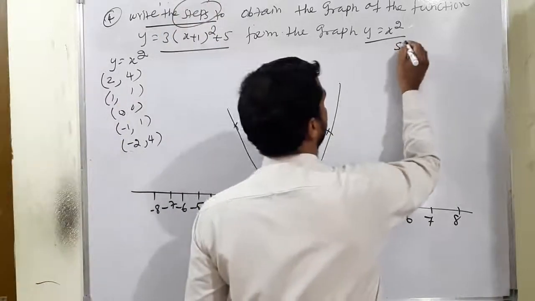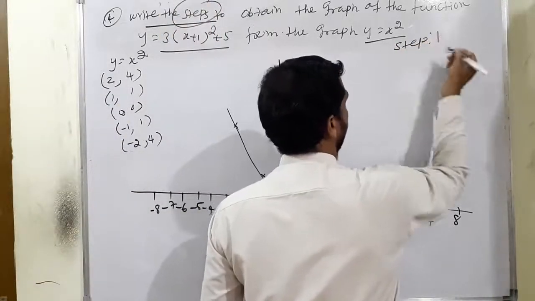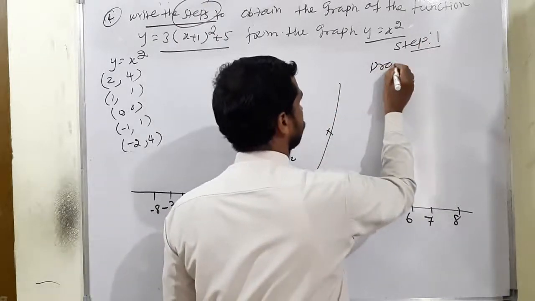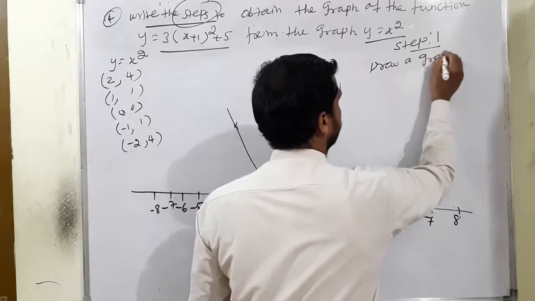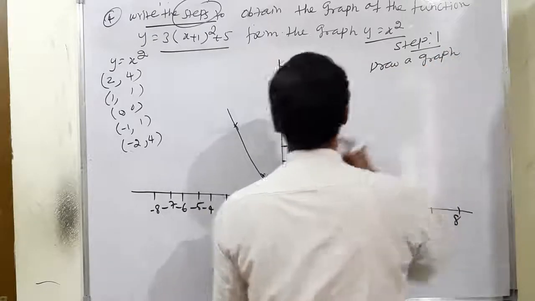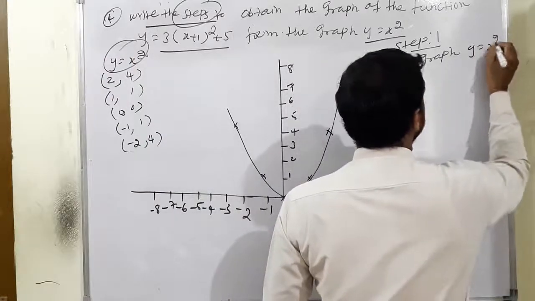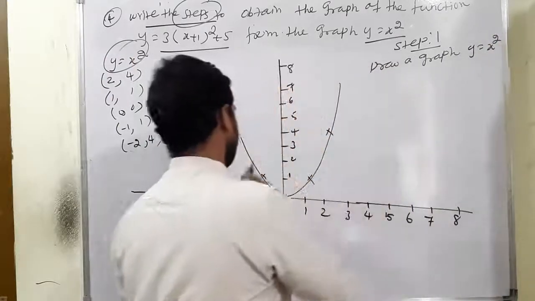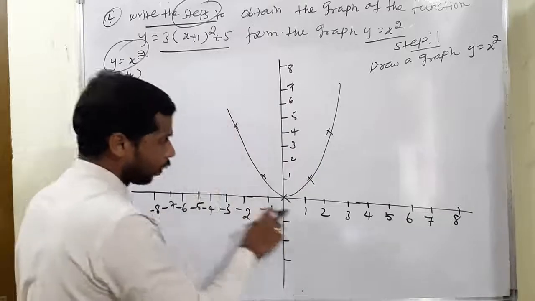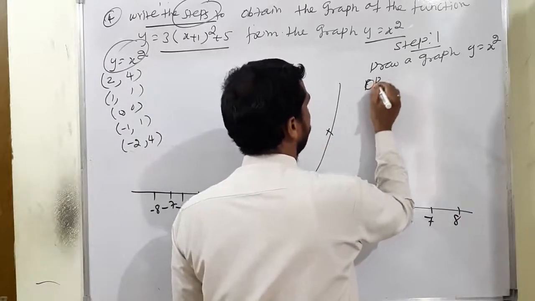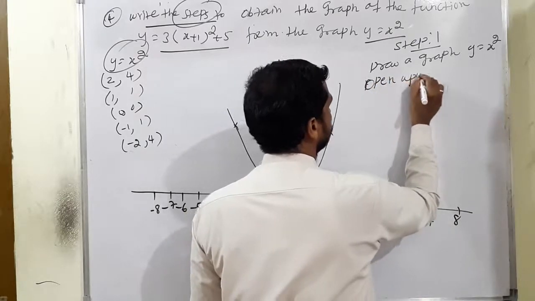So step number 1, draw a graph, isn't it? Draw a graph y is equal to x square. What type of parabola? This is an open upward parabola. Y is equal to x square, open upward parabola.